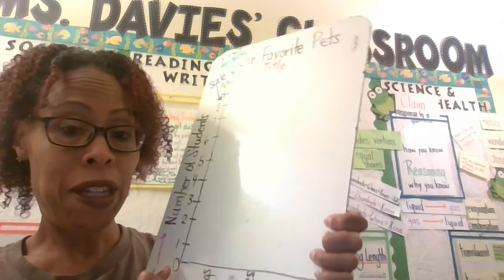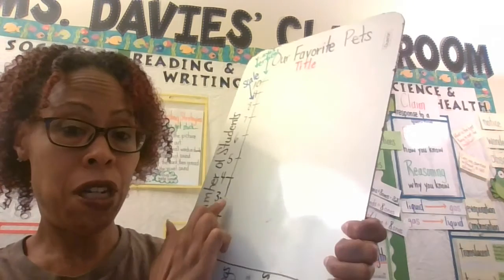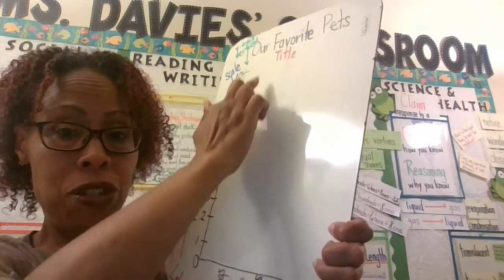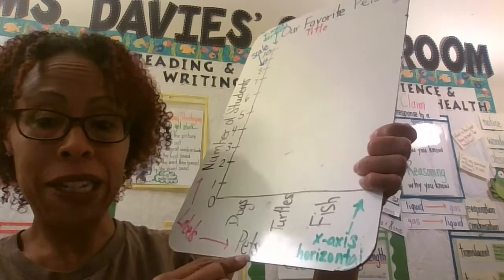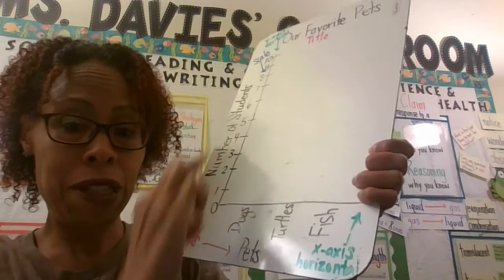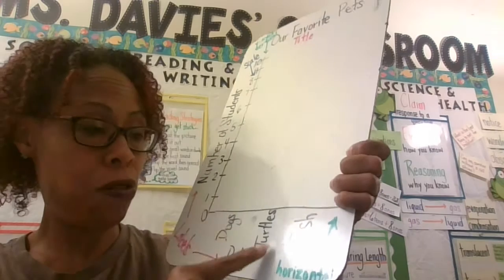We've kept the same scale from 0 through 10, making sure the numbers are equidistant from each other. And then we have the label pets. Number of students has remained the same, but now we have pets. So our favorite pets are dogs, turtles, and fish.